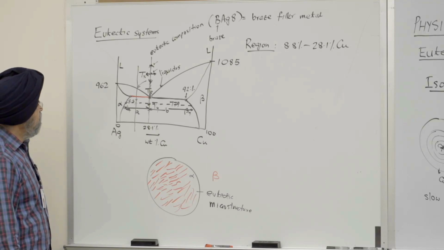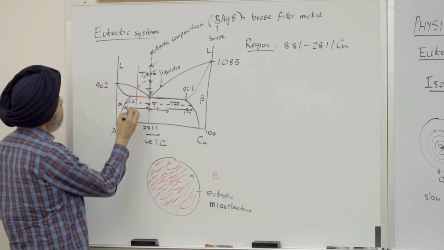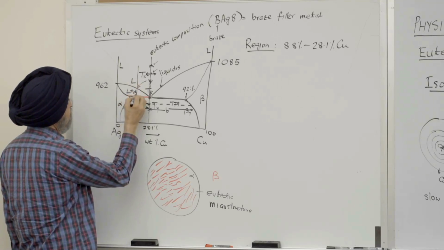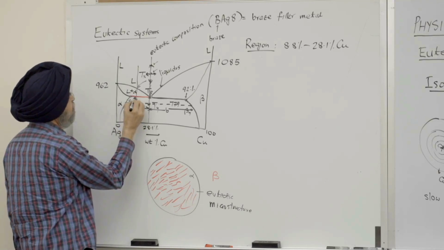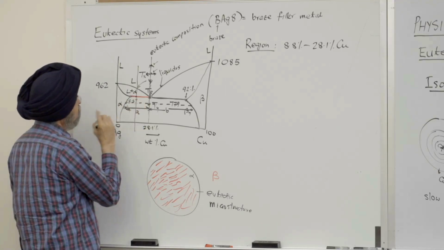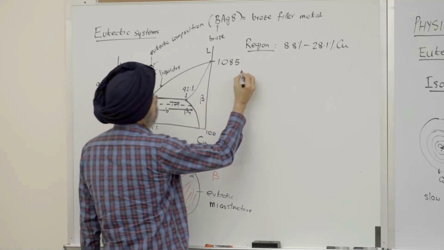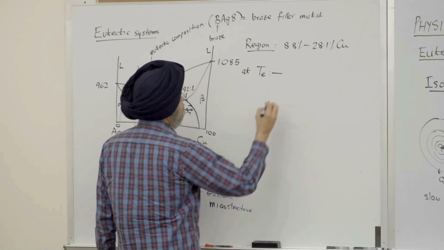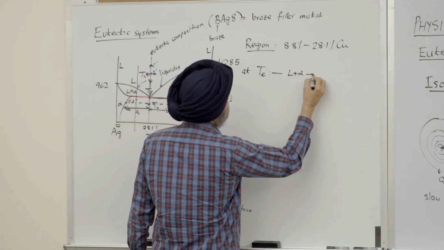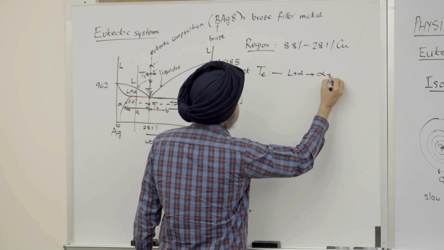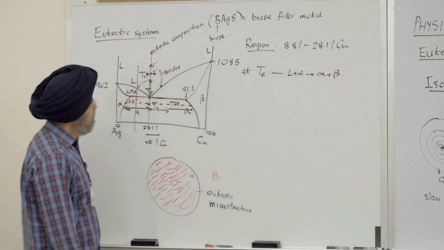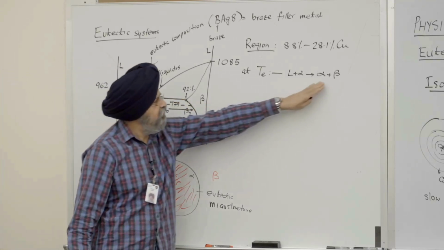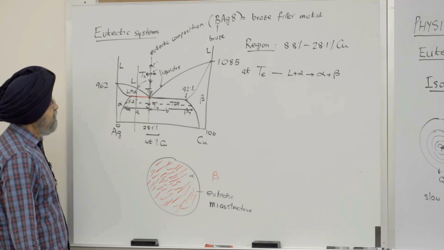So what happens here is you have liquid here, and then from the liquid comes out alpha, and then when you get to the eutectic temperature, at the eutectic, the liquid plus alpha goes to alpha plus beta. So the liquid plus alpha converts to alpha plus beta. So let's see what happens.